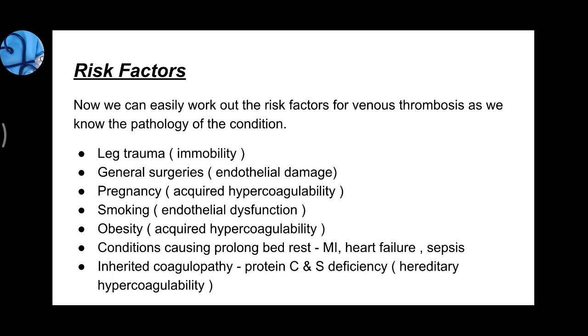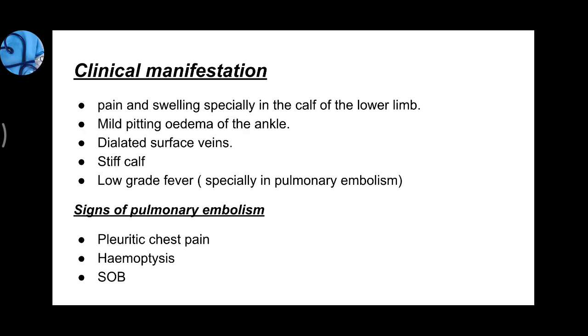Inherited coagulability, for example, protein C and S deficiency. Now let's move to the clinical manifestations. Pain and swelling, especially in the calf of the lower limb. Mild pitting edema of the ankle, dilated surface veins, stiffness of the calf, low-grade fever.